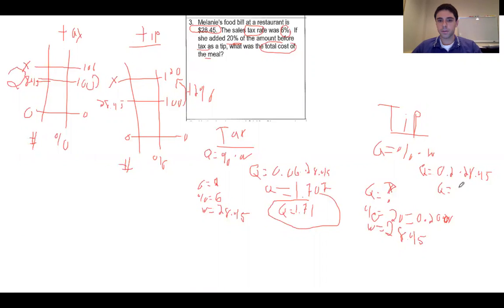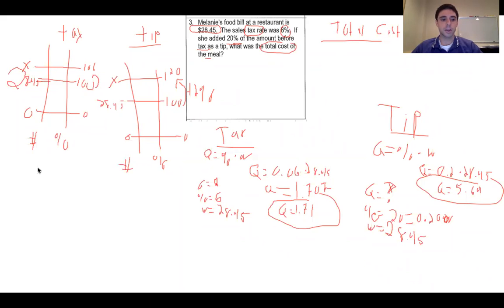All right, so we're going to have $5.69 as our tip, right? We will tip $5.69. Awesome. Now that we have tax and tip, how do we find the total cost of the meal? What do we need to do? Total cost is going to be what?